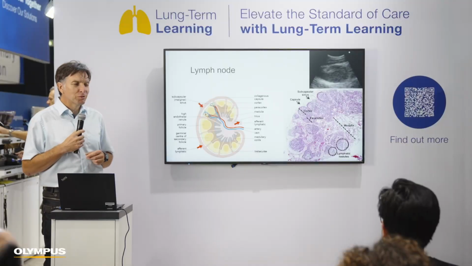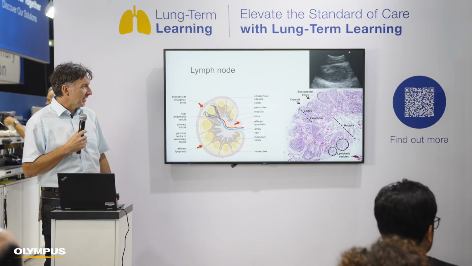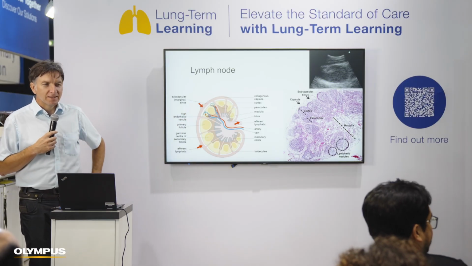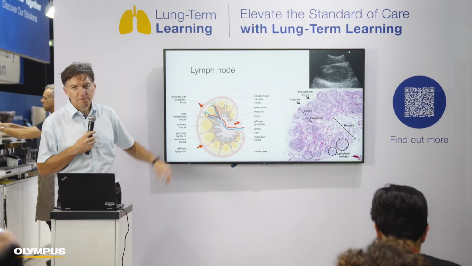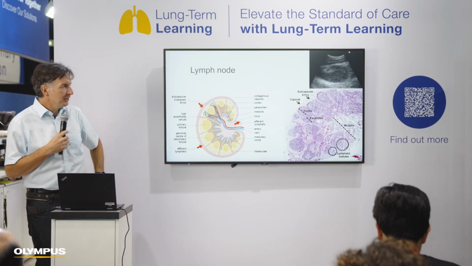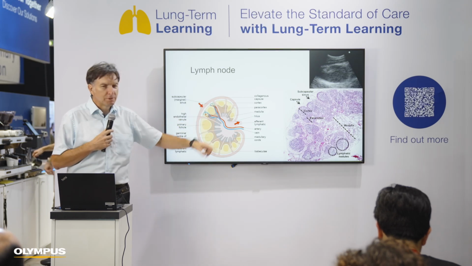So let's start a little bit with the lymph node. I know that you are very familiar with the anatomy of the lymph node, but I can't resist showing you once again the bigger picture. The idea is basically that the lymph flow comes to the lymph node from the periphery, but vessels are coming from the center.